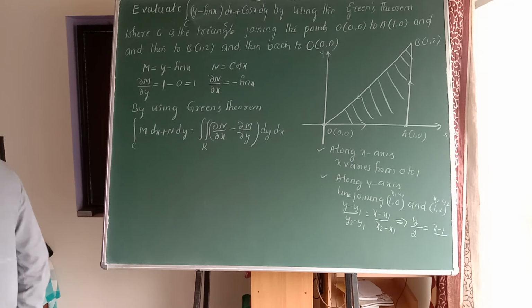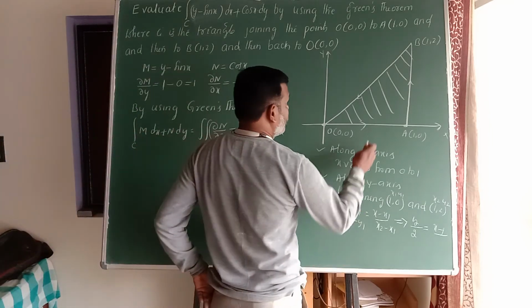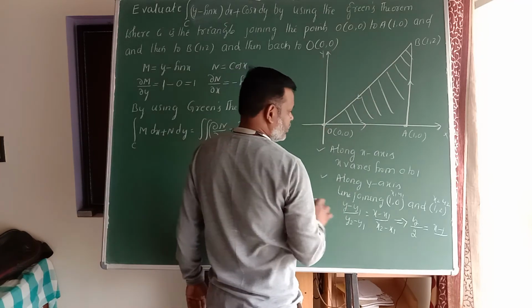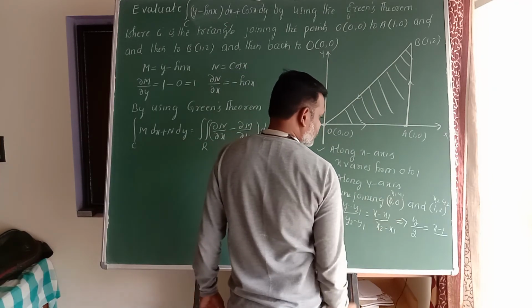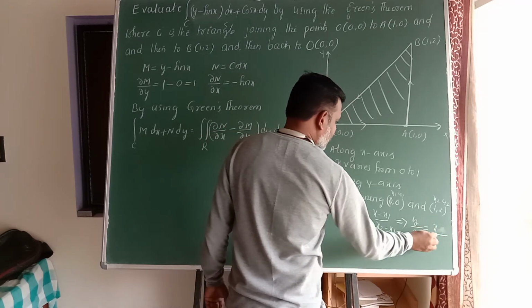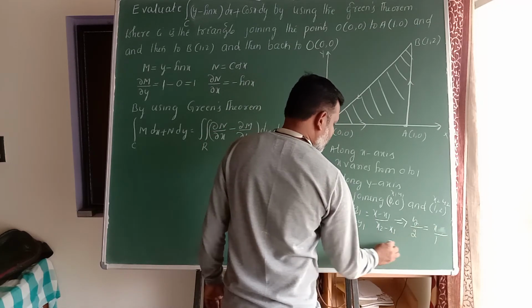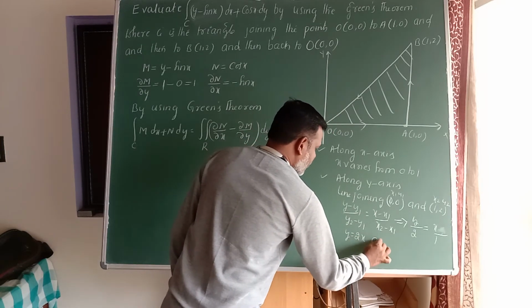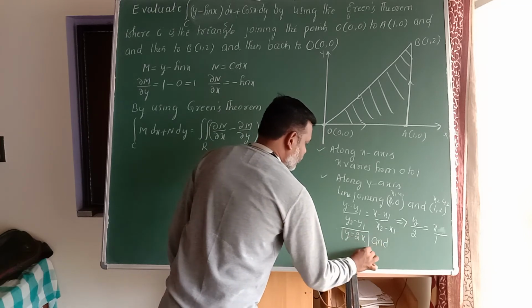Okay, we'll take something here. Okay, sorry, here we have to take along the y-axis (1, 0) to (1, 2), then back to here. This we can take as (0, 0) to (1, 2). Then y by 2 is equal to x minus 0 divided by 1. Then cross multiply, therefore y is equal to 2x. And this is the equation: y is equal to 2x.